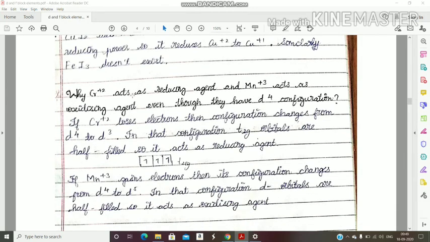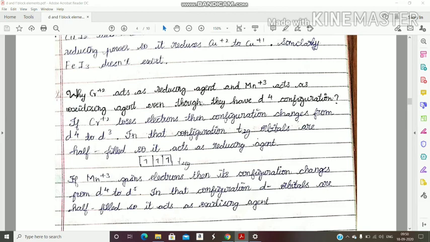See, why Cr plus 2? What is the electronic configuration of chromium? Electronic configuration of chromium is 4s1 3d5. Cr plus 2 means 4s0 3d4. That means we have to remove 2 electrons. Next, what is the electronic configuration of Mn plus 3? Mn is 4s2 3d5. We have to remove 3 electrons. That means 4s0 3d4. That means Cr plus 2 and Mn plus 3 both have d4, that means 3d4 configuration.